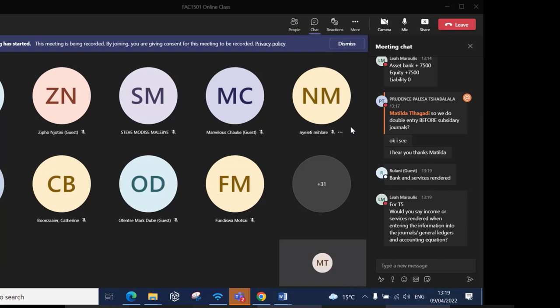Let's see. Leah is asking, would you say income or service rendered when entering information into the journals, the general journal, or the accounting equation? You can say income, you can say service rendered, they both form part of income, it's fine. I don't think you'll get penalized for putting income. So income, service rendered, it's fine. You can put that.